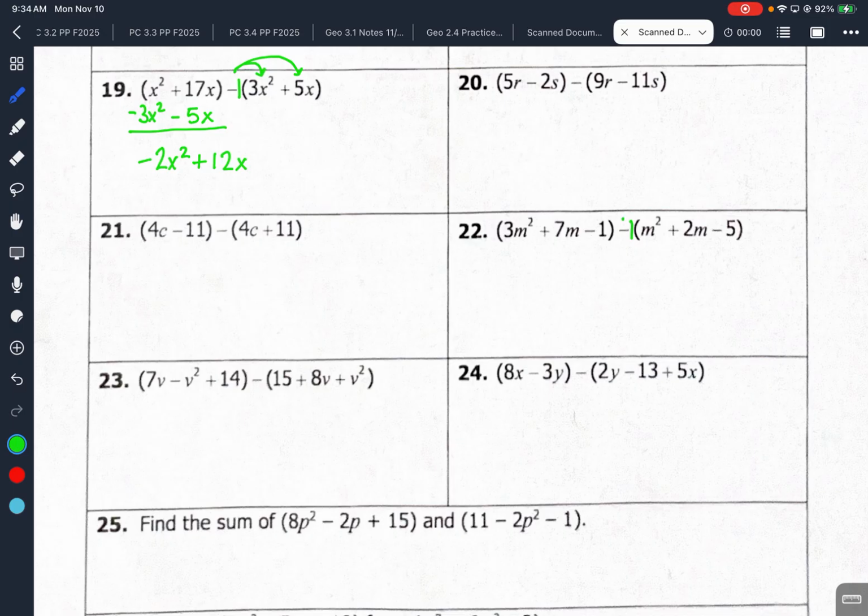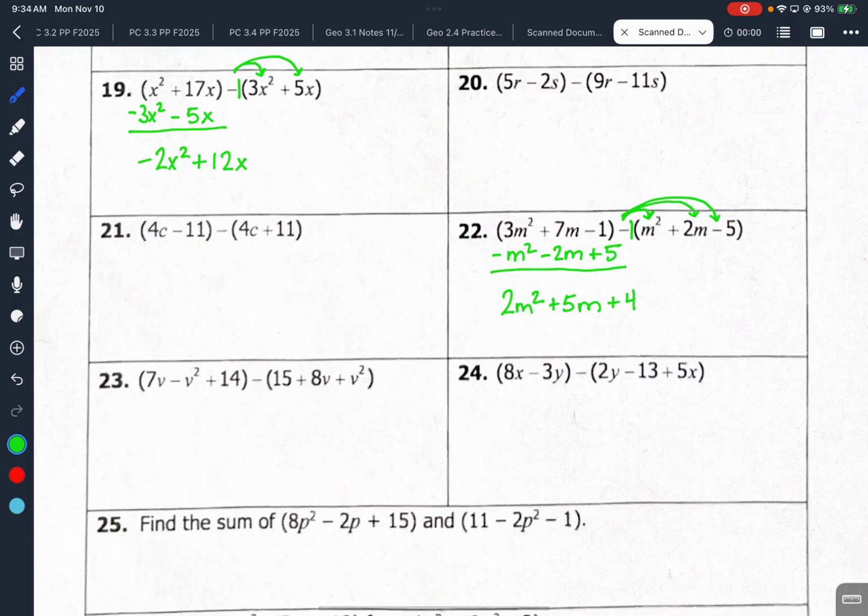Together. Okay. So negative 1 times m squared is negative 1m squared. Negative 1 times positive 2m is negative 2m. And negative 1 times negative 5 is 5, so plus 5. Addition, subtraction matters. So 3 minus 1 is 2m squared. 5 minus, I just said the answer. 7 minus 2 is 5m. And negative 1 plus 5 is 4.